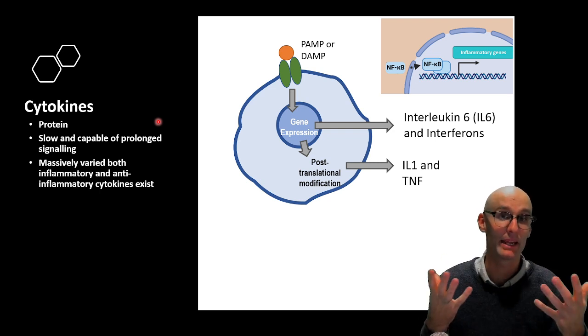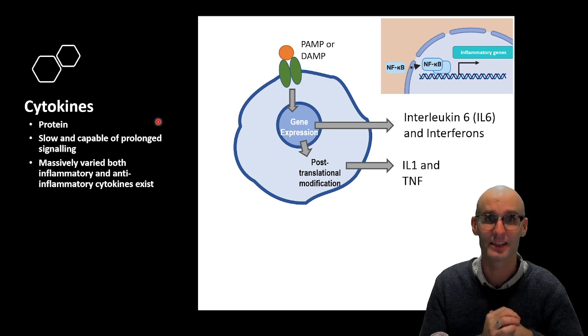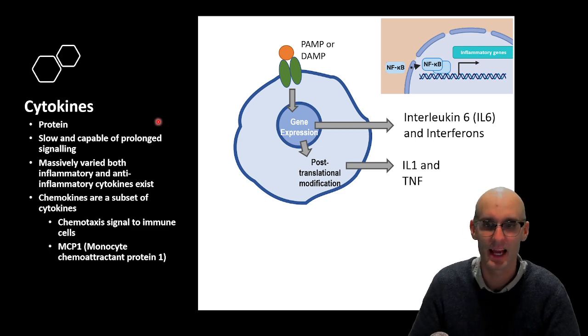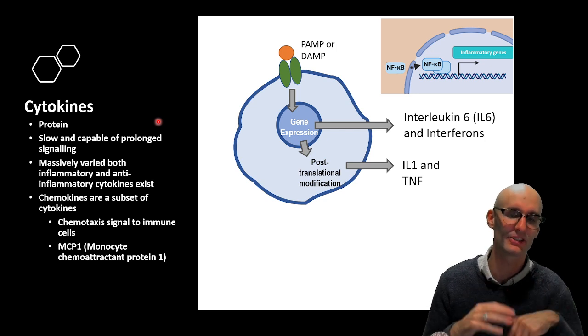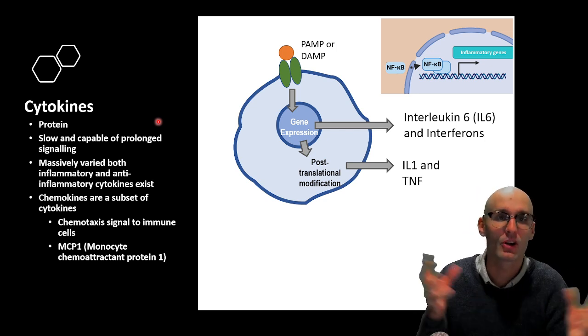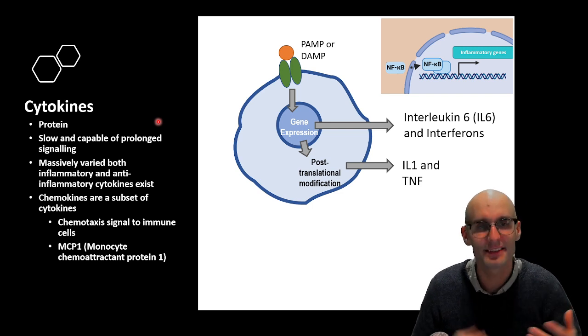So cytokines can be anti-inflammatory, and IL-10 is a really good example of that. Interleukin-10 is an anti-inflammatory cytokine. But these ones I mentioned here, IL-6, IL-1, and TNF-alpha, are pro-inflammatory cytokines. And chemokines, I've mentioned this before, are a subset of cytokines that attract cells up a concentration gradient. So they are proteins that attract cells up a concentration gradient.